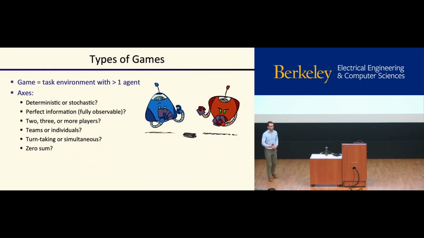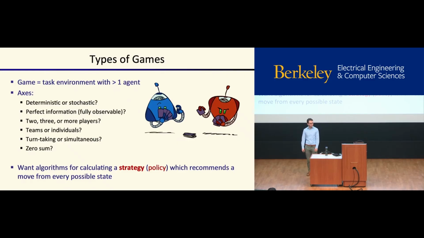I win the game, or you win the game, or we draw. There's no way for us to both win the game. Most classic games like chess and checkers have this property. But there are also general-sum games. Essentially, what we want is an algorithm for calculating a strategy, which is a mapping from all the possible states we might find ourselves in to the action that we would like to choose in those states.